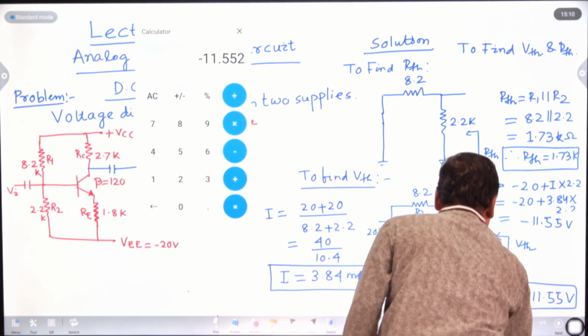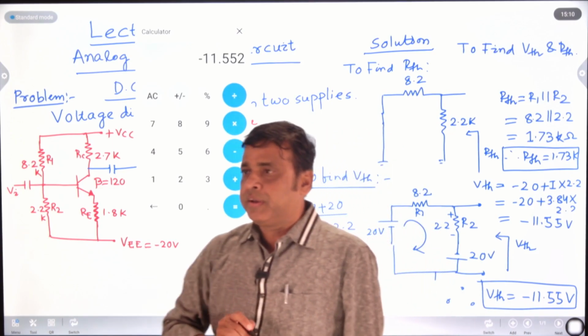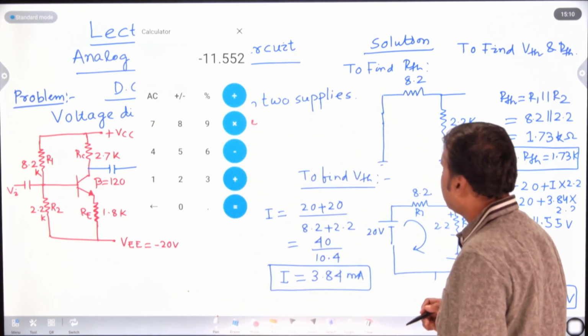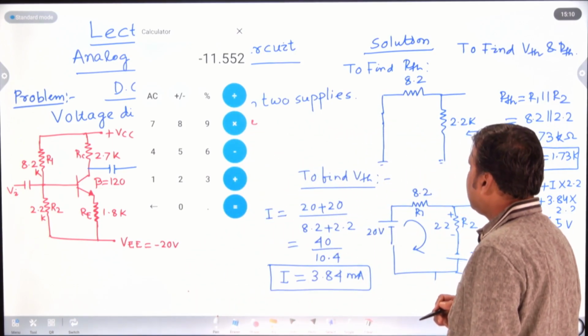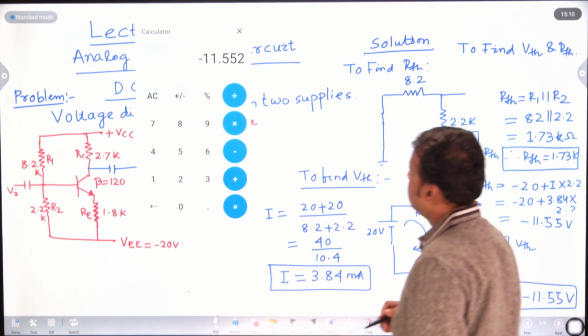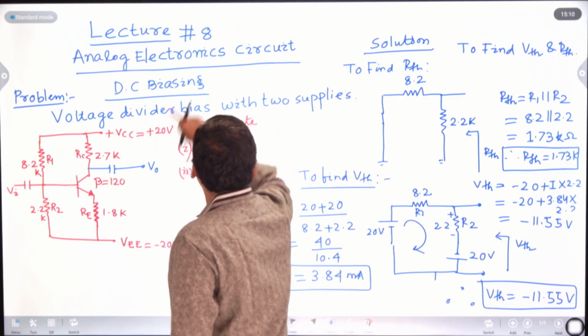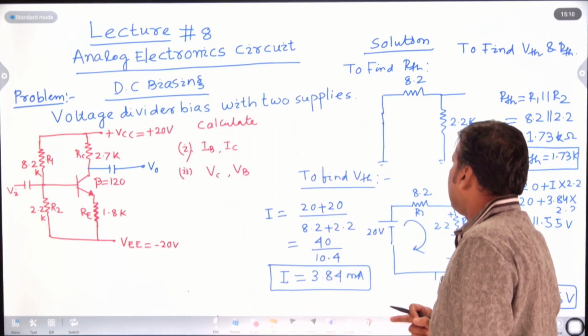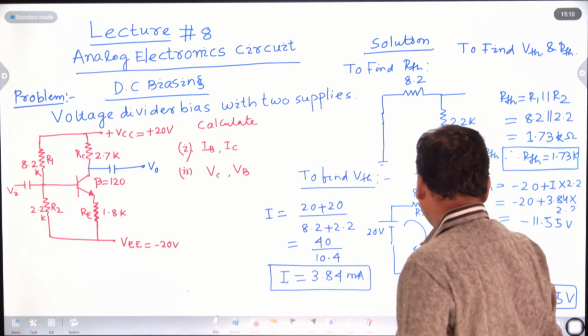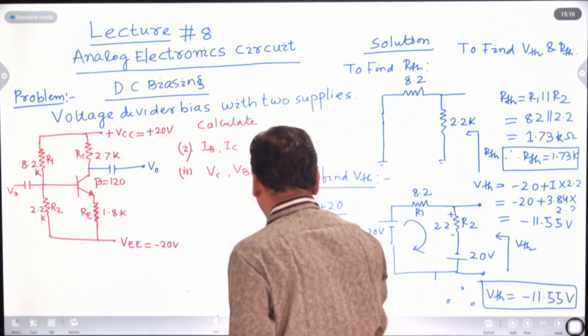If two supply voltages are given, how do you calculate VTH and RTH? It is one of the most important problems as far as DC biasing is concerned. So we have already calculated VTH and RTH. Then what will we do? Next we will draw the equivalent Thevenin circuit.